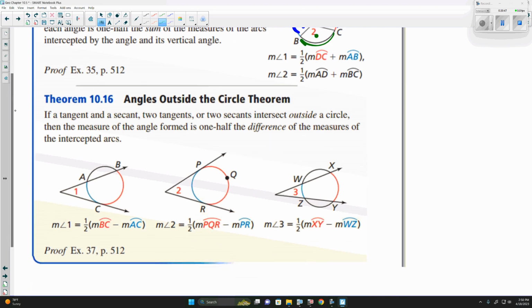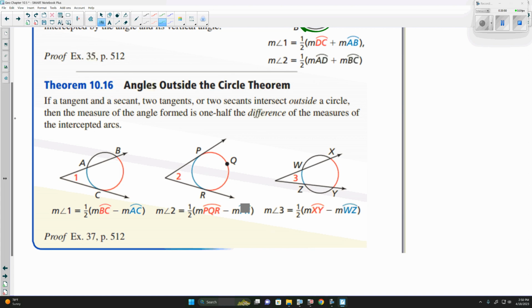Now, outside the circle, if the two lines intersect outside the circle, and it could be any one of these here. If a tangent line and a secant, two tangents or two secants intersect outside the circle, then the measure of the angle formed is 1/2 the difference of the measures of the intercepted arcs. So our angle is equal to bigger minus smaller.